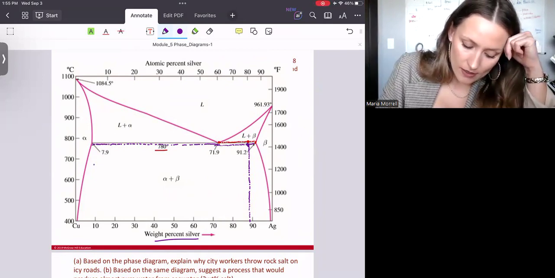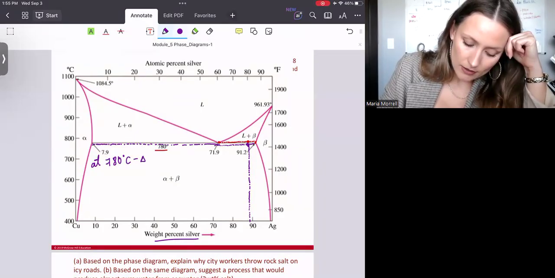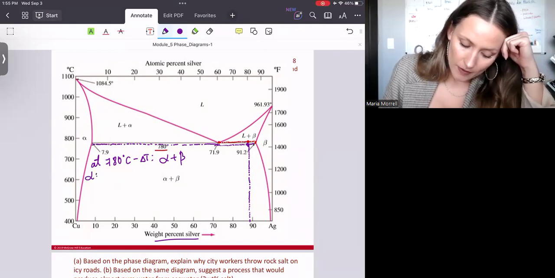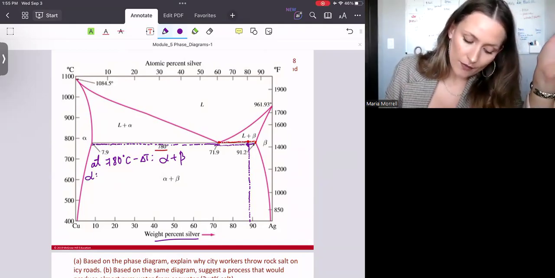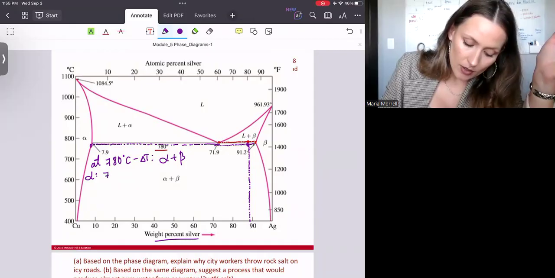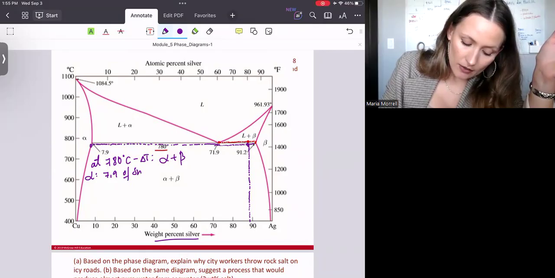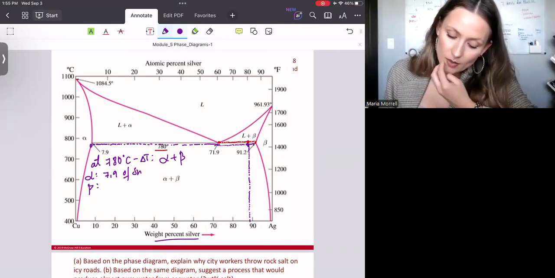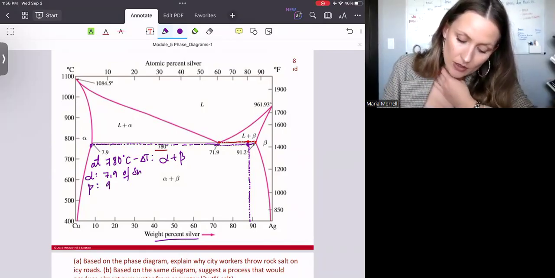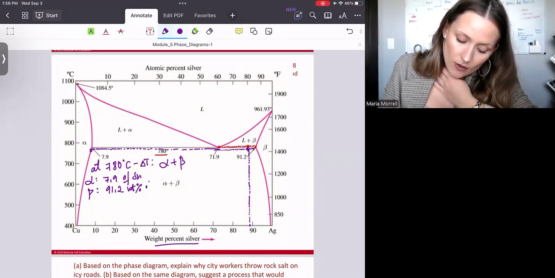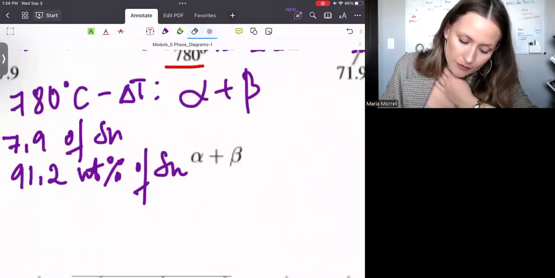Right away, phases. So perhaps I'm going to first specify the temperature. At 78 degrees C minus delta T, I'm going to have alpha plus beta, right? These two. Now, the composition of alpha, I'm looking on the left side, right in here. It's going to be almost 8% of 10, right? And then for the beta, I'm looking on the other side, it's going to be very rich in 10, and it's going to be 91.2 weight percent of 10, okay?